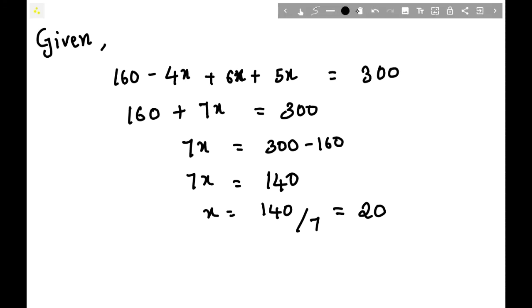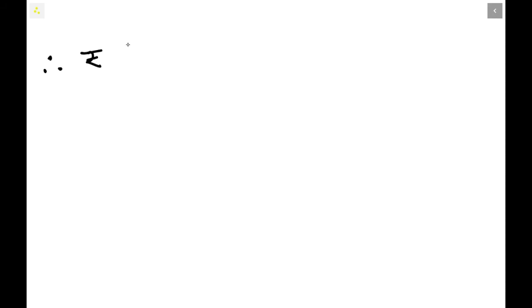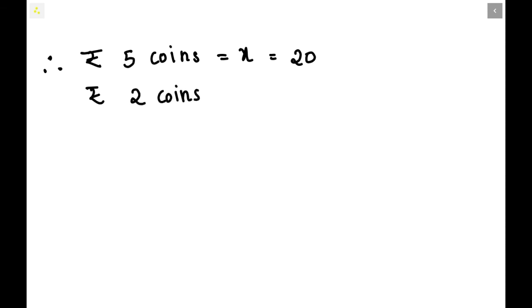Now let us find the number of coins. How many 5 rupees coins do we have? We kept that the number of 5 rupees coins is x. We have found the x value, that is 20. So there are 20 5 rupee coins. And the number of 2 rupee coins, we said, is 3 times the 5 rupees coins, that is 3x. We know the x value, so that will be 3 into 20, which is 60. 60 coins are there of 2 rupees.